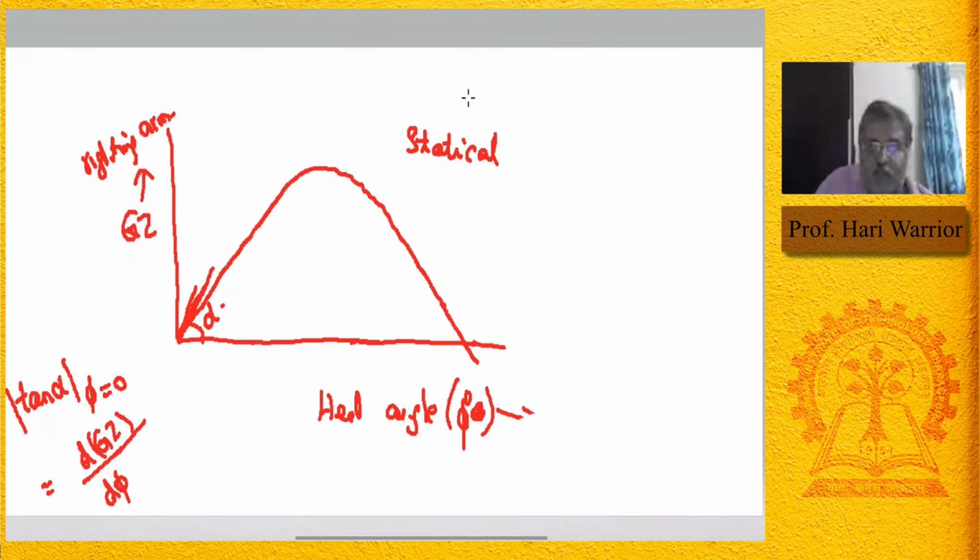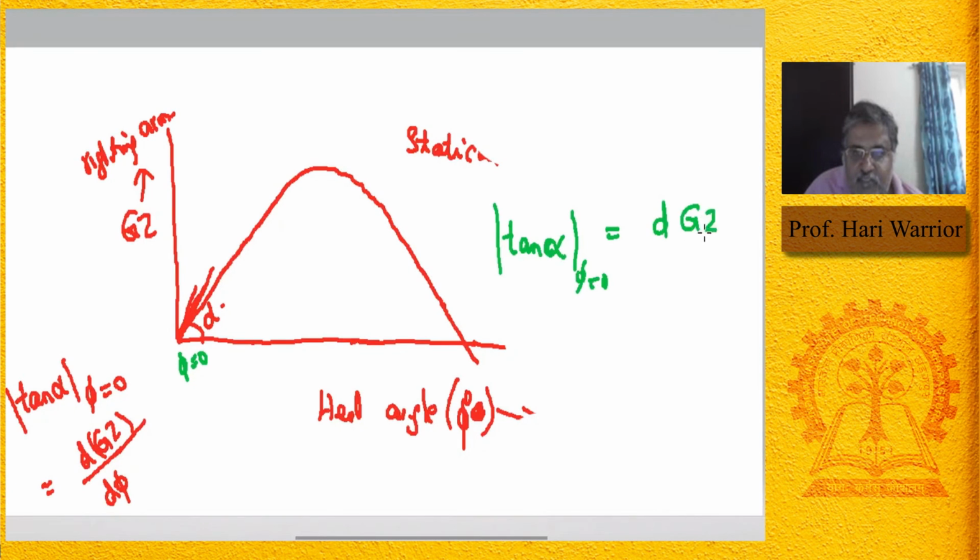So I am going to write this again. Tan alpha, the slope of the curve at phi equal to 0. So the slope of the curve at phi equal to 0 is equal to dy by dx, d GZ by d phi at phi equal to 0.